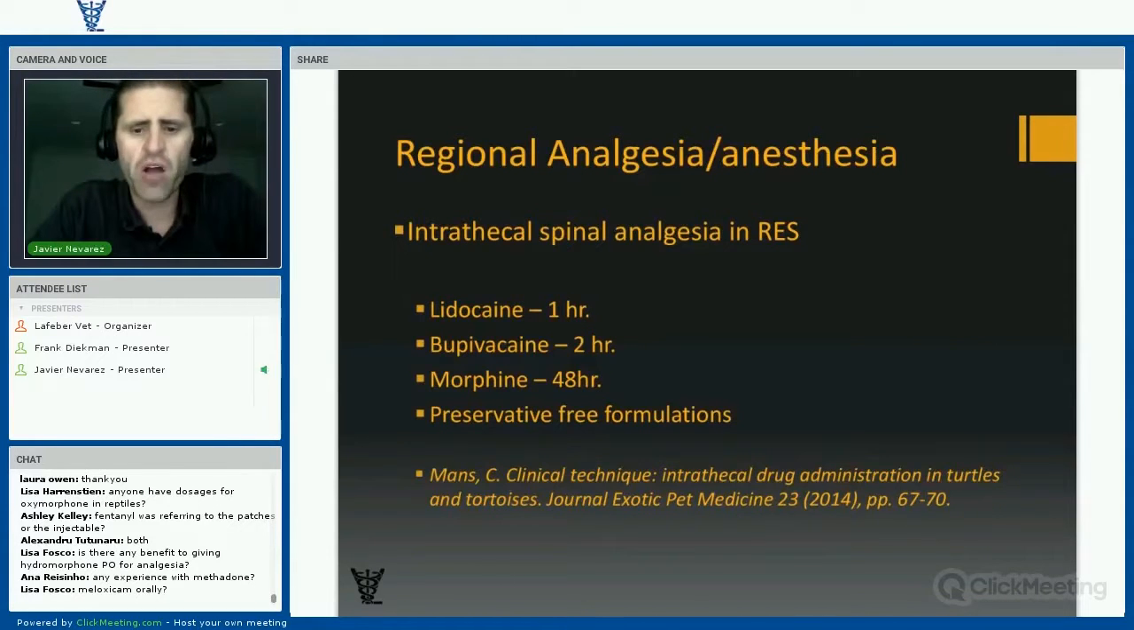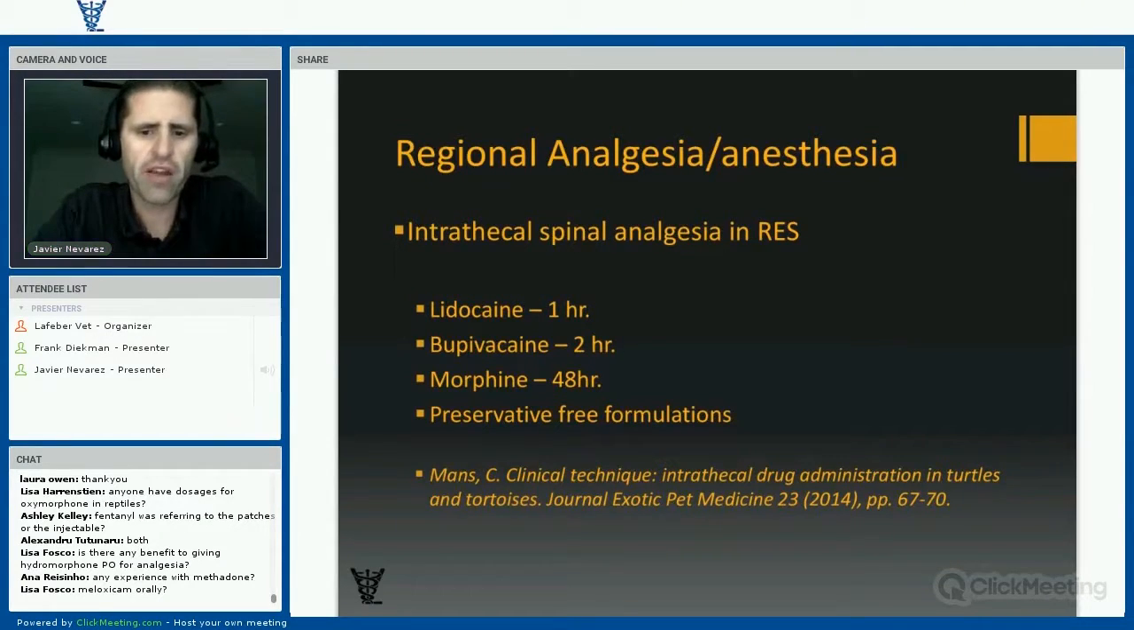And again, regional analgesia or anesthesia, there's a really, really good paper and procedure that was done by Mans that talks about intrathecal spinal analgesia that was done in red ear sliders. They compared lidocaine, bupivacaine, and morphine. One important aspect to keep in mind is that these were preservative-free formulations. If you use the traditional formulations that have preservatives in them, the chances of getting side effects and potentially even causing death of your patients is going to be a lot more significant. So that's something to keep in mind.